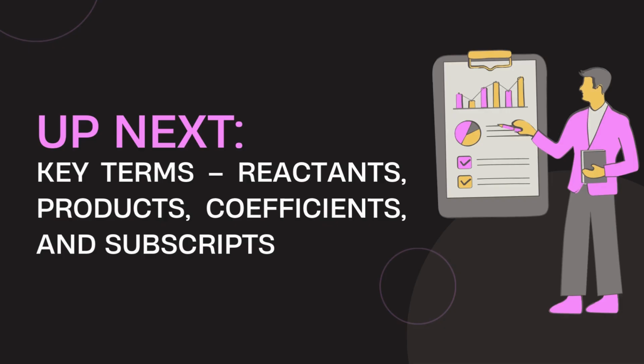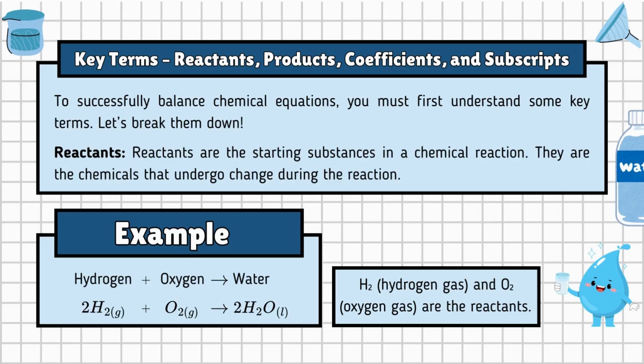Hello there, and welcome to this third video in this series, How to Balance Chemical Equations. Today we're looking at reactants, products, coefficients, and subscripts, also known as the key terms in balancing chemical equations. So let's go into what we have.